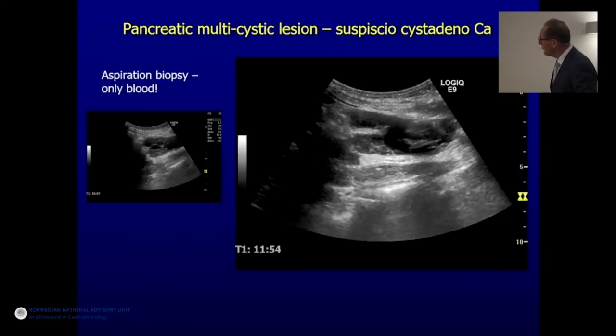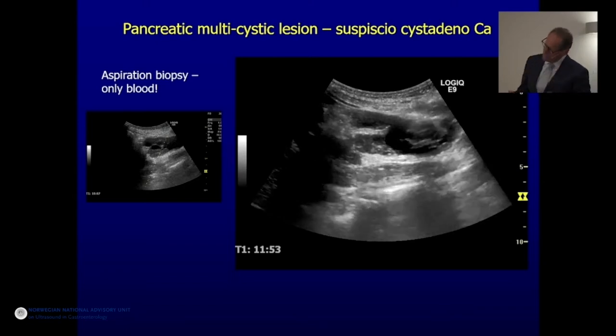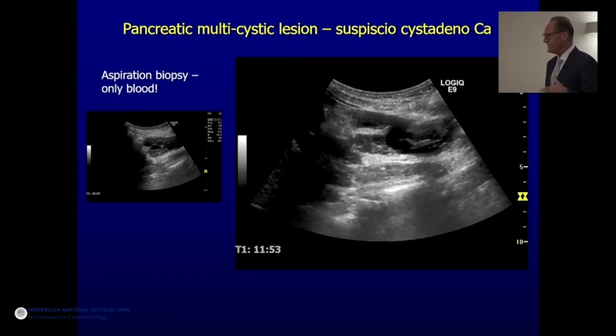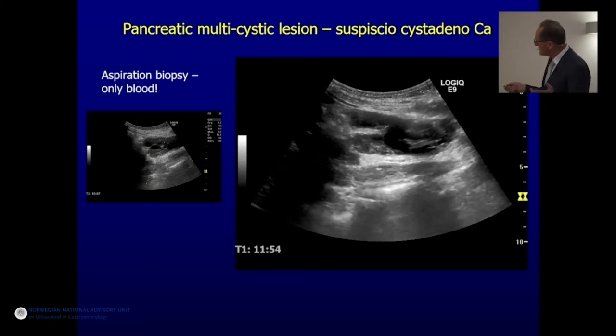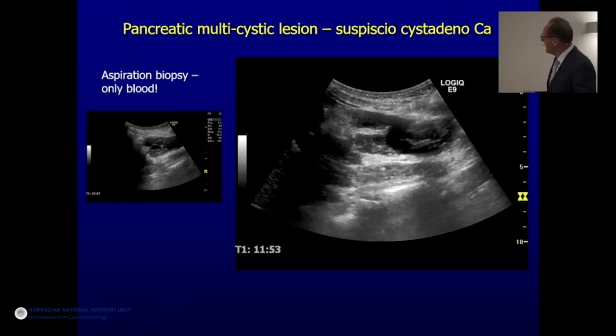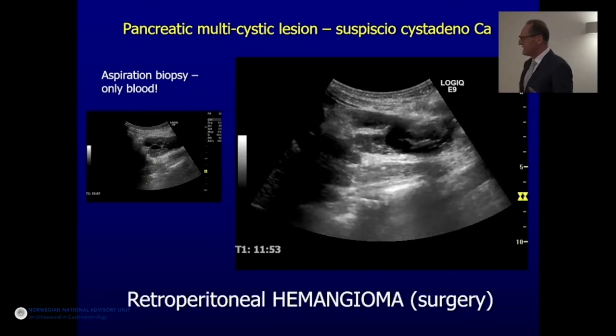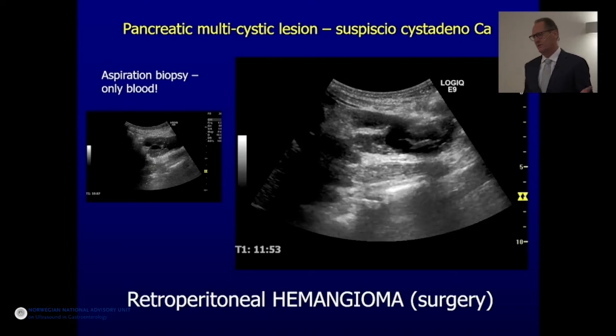We didn't really know what it was. There was a small suspicion of, could it be a cystadenoma? It didn't really look like that, or a carcinoma. We tried to take a biopsy. This is about biopsy and intervention. And only blood came out. It turned out at surgery to be a huge hemangioma, a very strange thing.